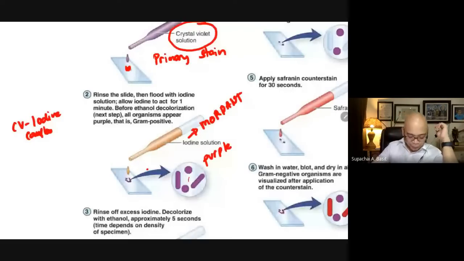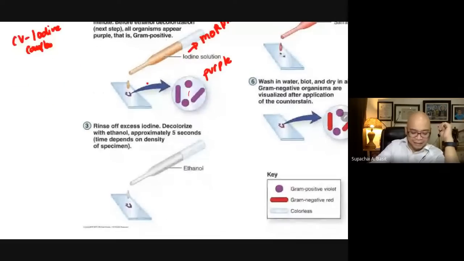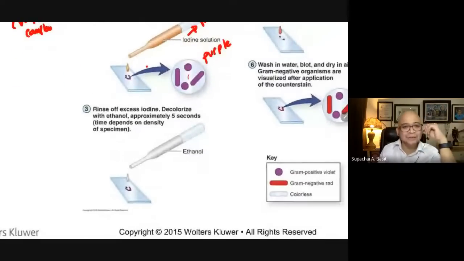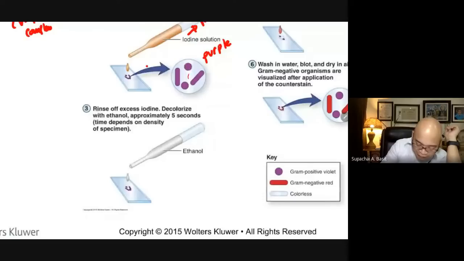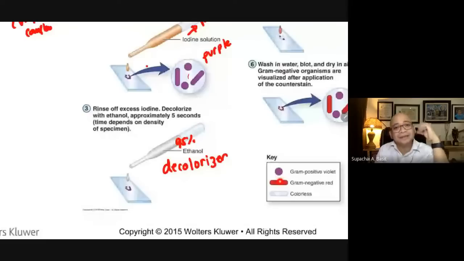And then we rinse off excess iodine, and then we decolorize with ethanol, particularly 95% ethanol or ethyl alcohol, for about 5 seconds. What's the purpose of 95% ethanol? It serves as a decolorizer.